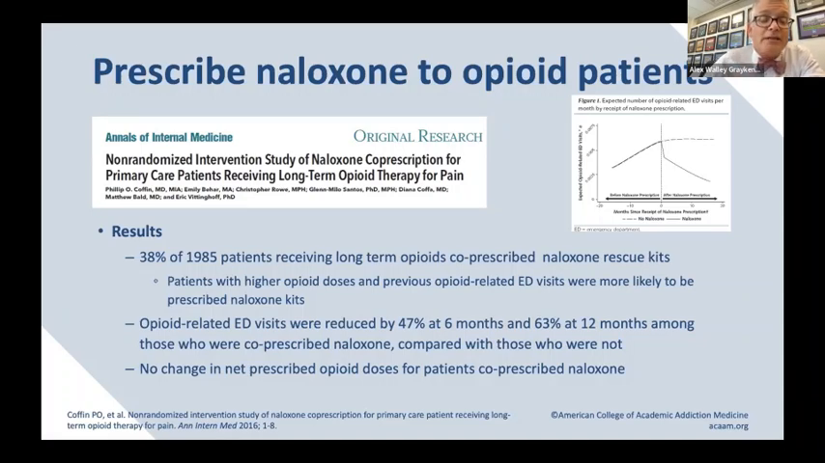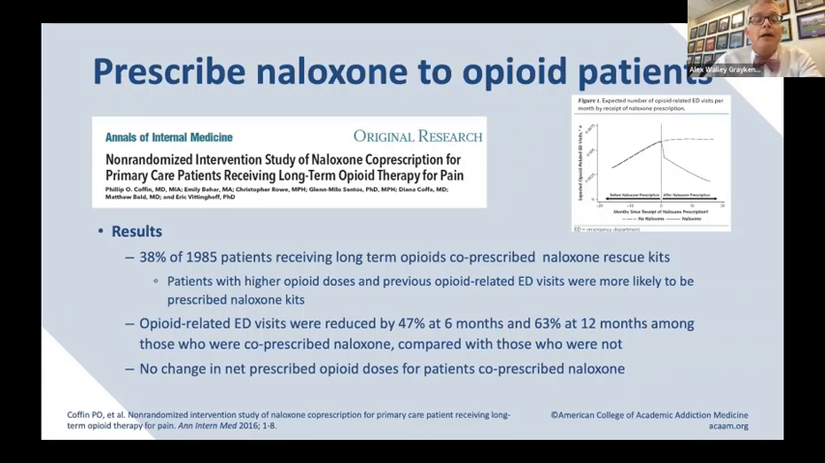The first part of this was they had a 38% success rate after training the prescribers and trying to reduce some of the barriers. So it depends on whether you're a 38% full or a 62% empty type person, but it's certainly better than 0%. So they got 38% of these 1,985 patients to get naloxone rescue kits. Who got the naloxone rescue kits among the long-term opioid patients? Well, it's patients with the higher opioid doses and previous opioid-related ED visits; they were more likely to get the kits.